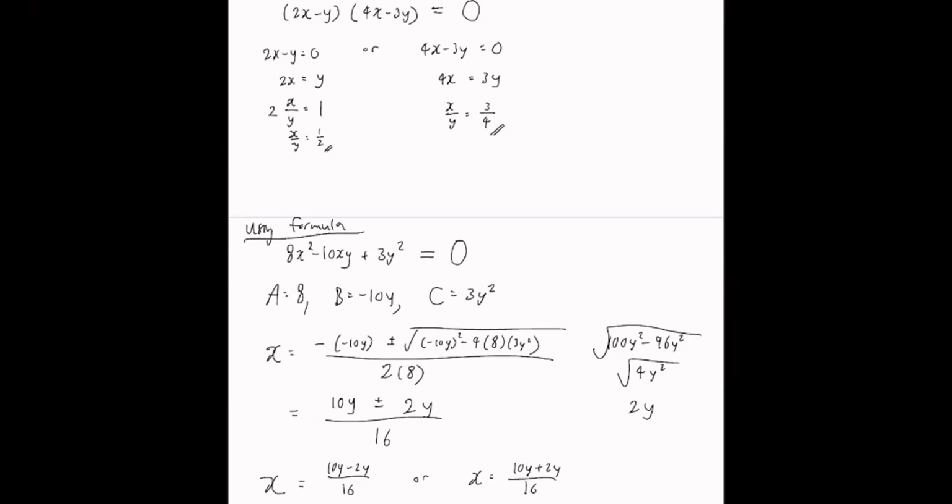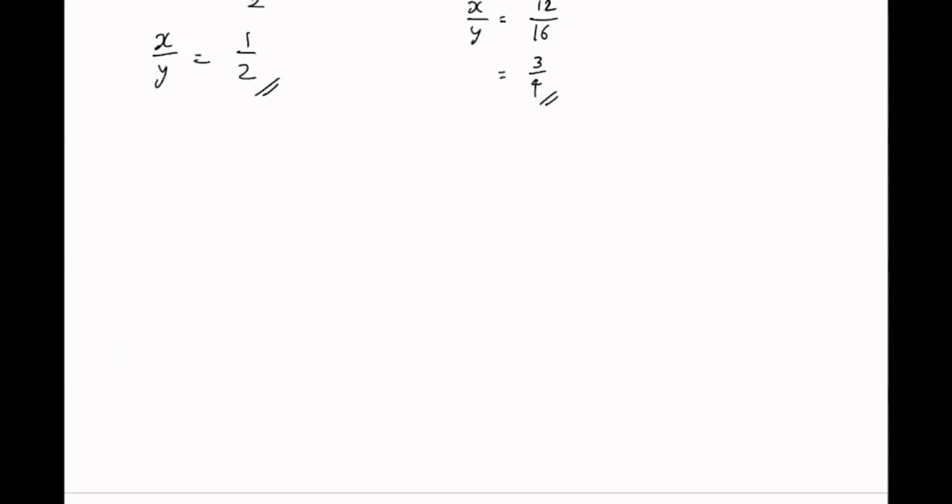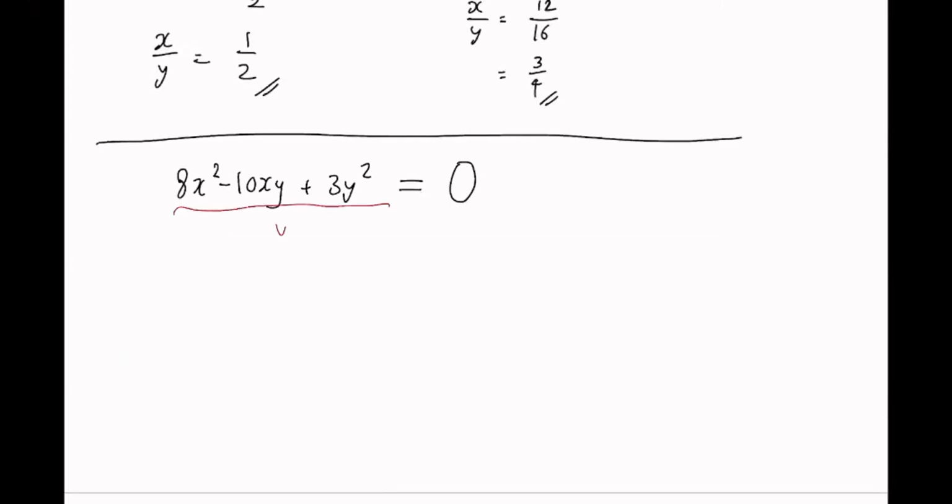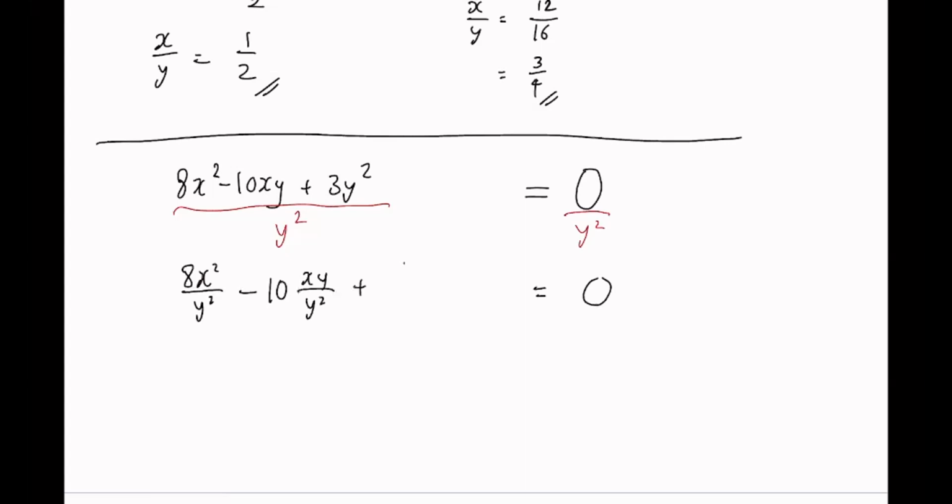Here is another method. What if I divided throughout by y squared? What will I get? 0 divided by anything is just 0. But on the right hand side, what do you get? 8x squared over y squared minus 10xy over y squared plus 3y squared over y squared. Okay, the 10, maybe I'll just put it on top so it looks nicer.